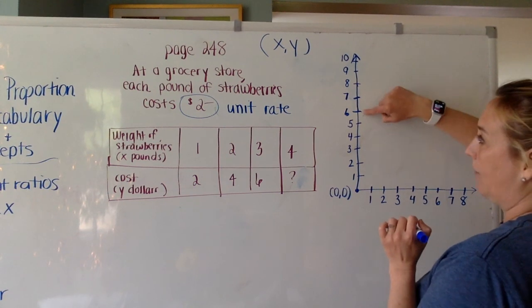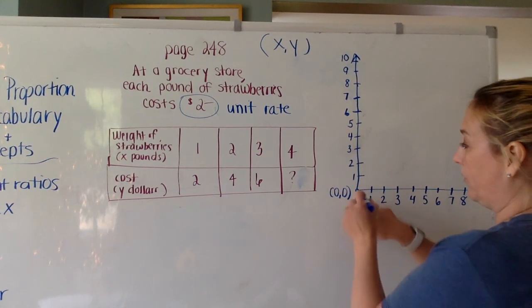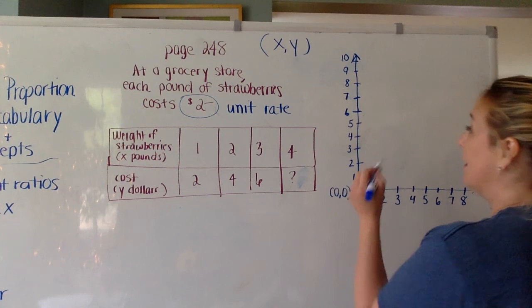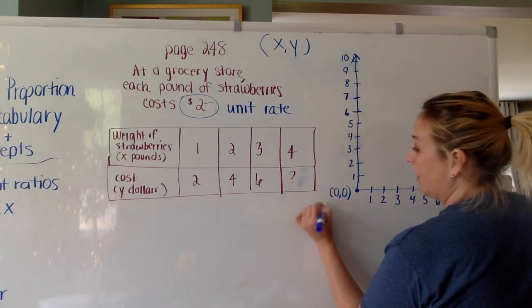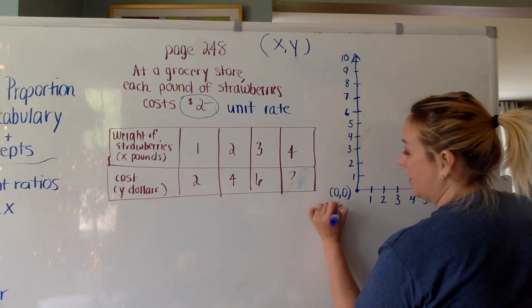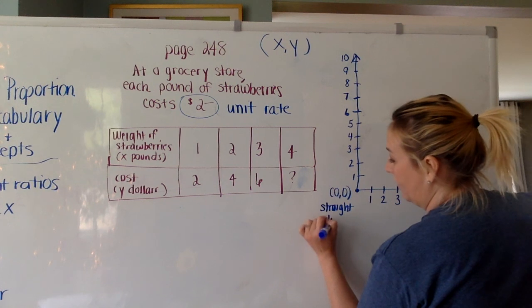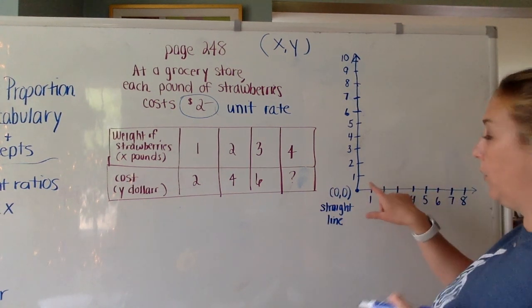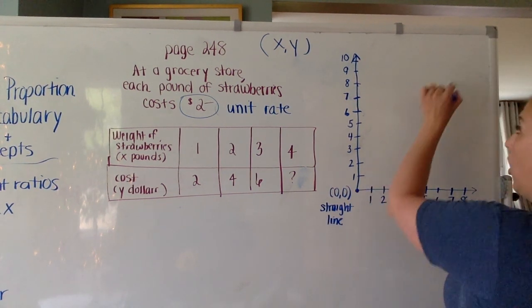Or it can't graph and end there. It always goes through the point of origin, 0, 0, and it's always a straight line if it's a direct proportion. So it always goes through 0, 0, and it's always a straight line.